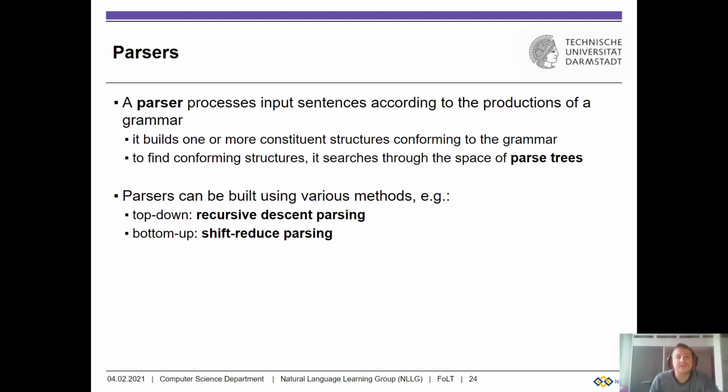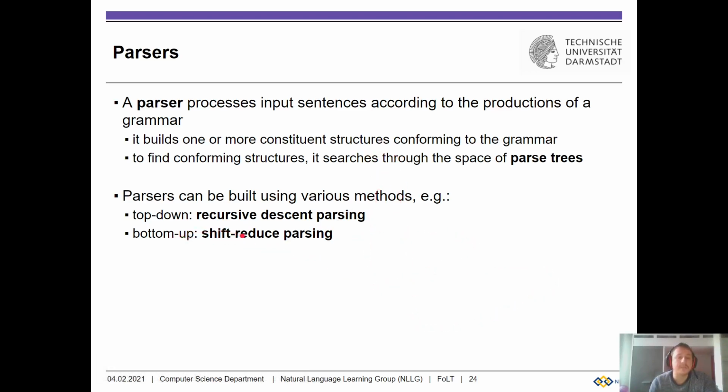It builds one or more constituent structures conforming to the grammar. To find conforming structure, it searches through the space of all possible parse trees according to the grammar. Parsers can be built using various approaches, for example a top-down parser, such as recursive descent parsing, where it goes top-down from the top production, which is sentence, goes to noun phrase, verb phrase, etc. So it goes from the top of the tree down.